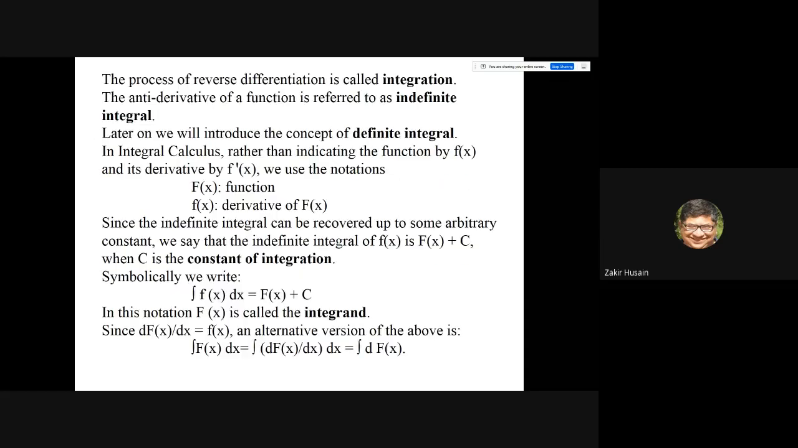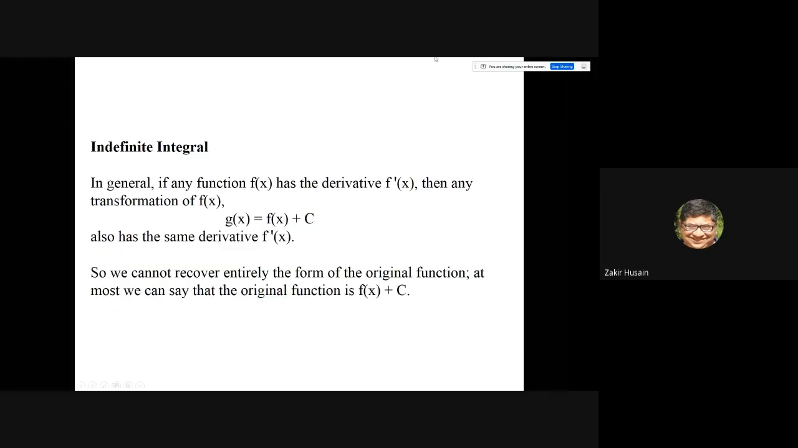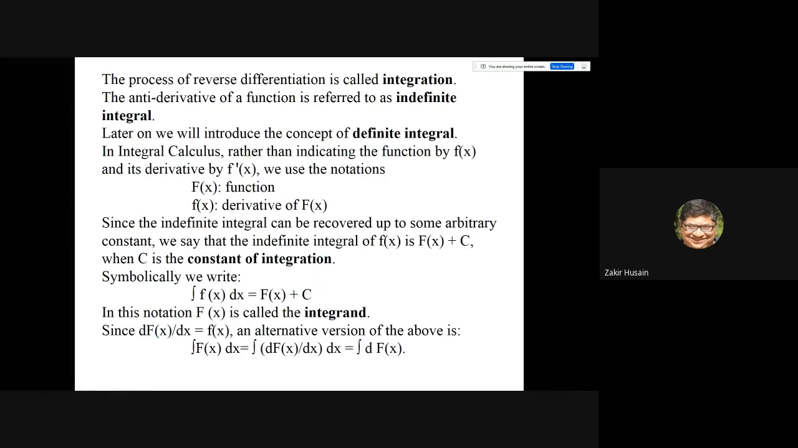Now, the process of reverse differentiation is called integration, and the antiderivative of a function is referred to as the indefinite integral. So that means the function f(x). So if we are given f' and we recover f(x), this f(x) is called the indefinite integral. Later on, we will come to definite integrals.